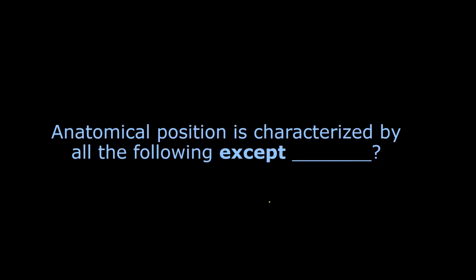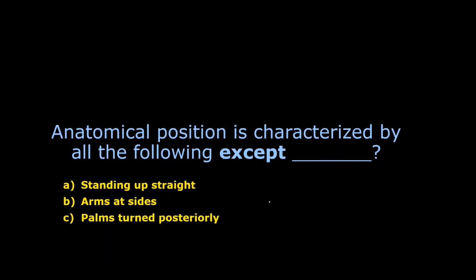Anatomical position is characterized by all of the following except, again, another one that's a not question. We want the one that's, one of these things is not like the other. Let's figure out which one it is. Standing up straight, that is anatomical position. Arms at your side, that is anatomical position. Palms turn posteriorly. Posterior is the back, so we know palms go forward because the thumbs have to be turned out laterally. So that's wrong, and I'm thinking that's going to be the answer already. Let's see the next one just to make sure. Thumbs pointed laterally. Okay, great. So that's correct. C is wrong. C is the exception. Bye bye C.